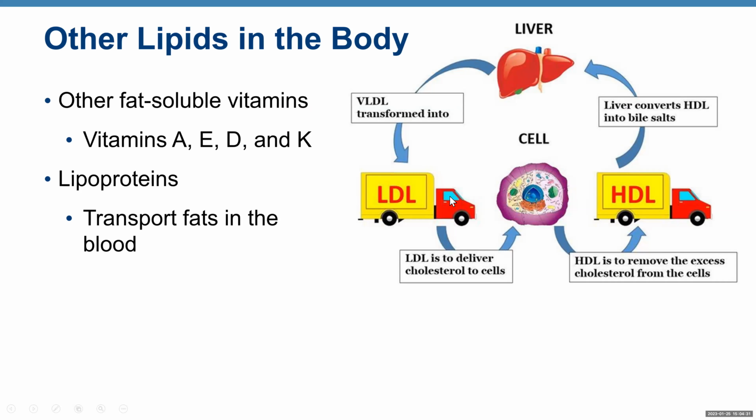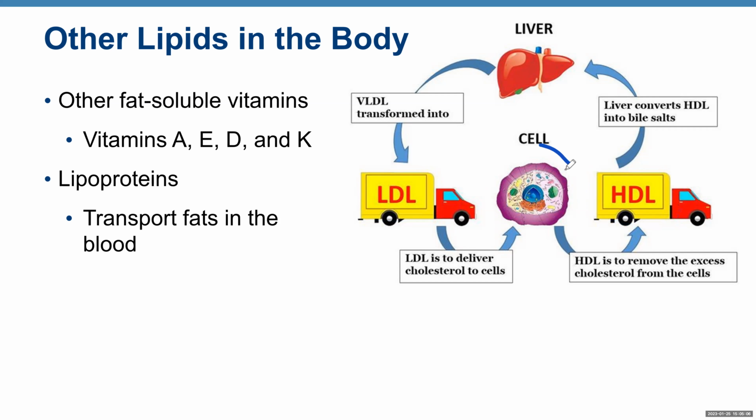Other lipids include vitamins A, D, E, and K. So it's called ADEK. Right, so those are lipid-soluble vitamins, and lipoproteins transport fat in the blood. So actually here, we have high-density lipoproteins and low-density lipoproteins. And what do lipoproteins do? They deliver cholesterol.